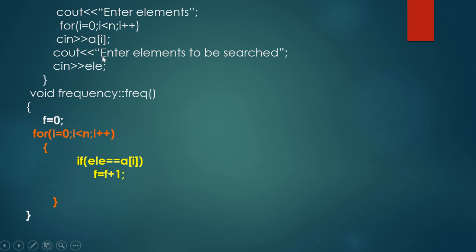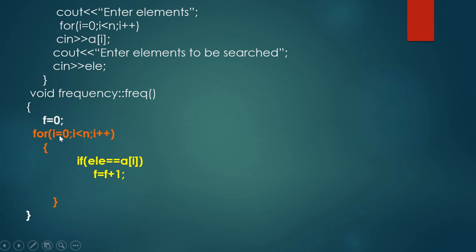Then the next input is which element you are going to search, that is ELE. Enter the element to be searched, that is ELE. Then this function is finding out the frequency. See, in this function, first we need to initialize f is equal to 0. That is the initial value of f is equal to 0. Suppose we give an element that is not in that list, then we will get the frequency 0. If the element to be searched is not there in the array, we will get the frequency 0.